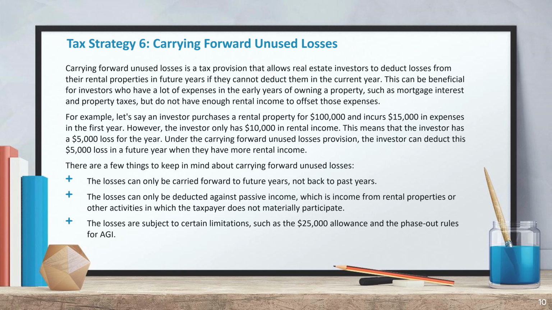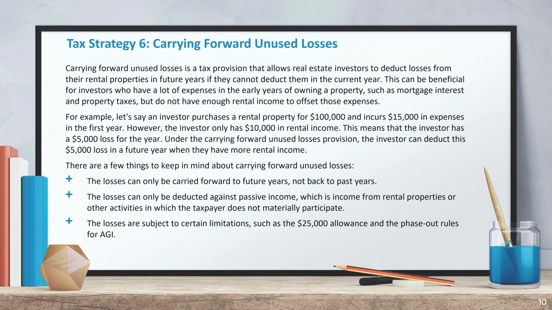Let's say an investor purchases a rental property for $100,000 and incurs $15,000 in expenses in the first year. However, the investor only has $10,000 in rental income. This means that the investor has a $5,000 loss for the year. Under the carrying forward unused losses provision, the investor can deduct this $5,000 loss in a future year when they have more rental income.